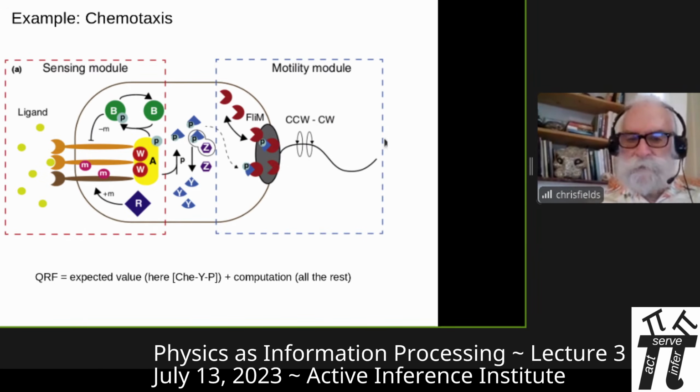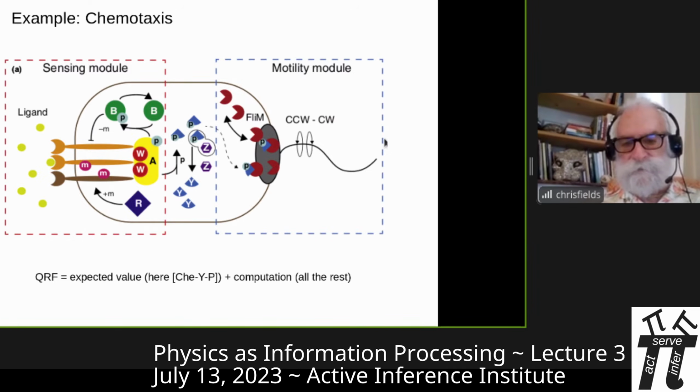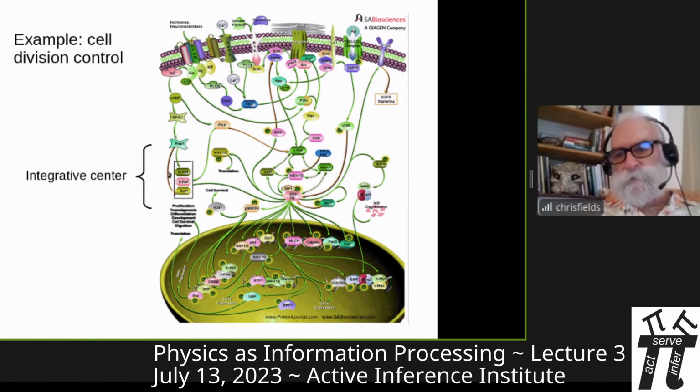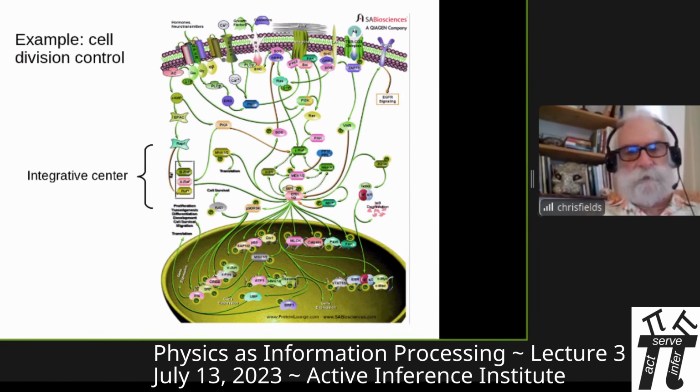So a QRF in general can be characterized as an expected value, which is here the concentration of this molecule, CheY phosphorylated, plus a bunch of computation, which is all the rest of the things in this diagram. So this is a very simple QRF that's embodied by a bacterium. Here's a more complicated QRF that's embodied by eukaryotic cells, or more complicated cells like our cells.